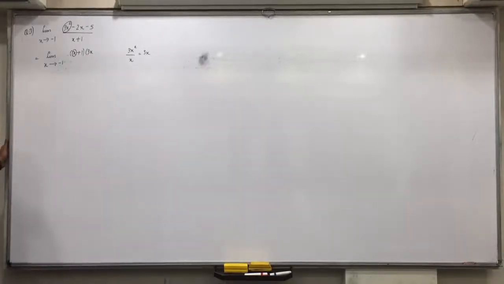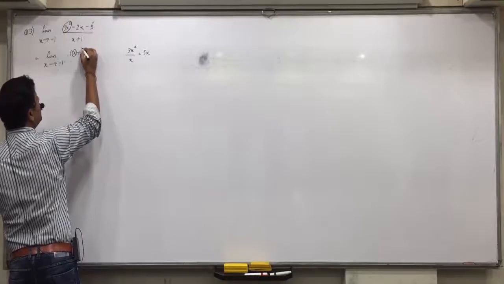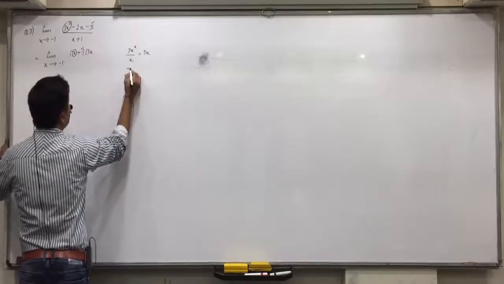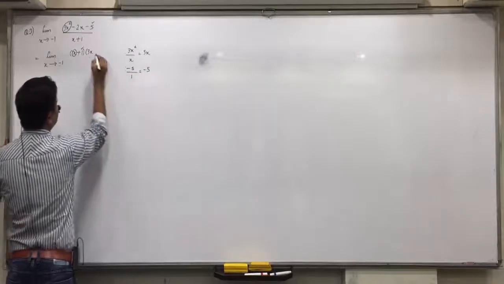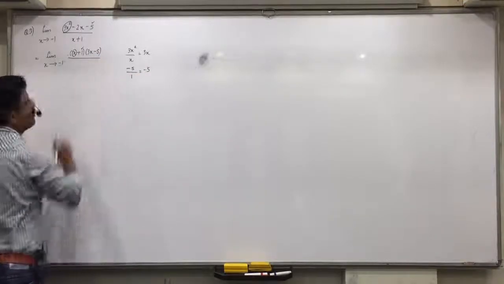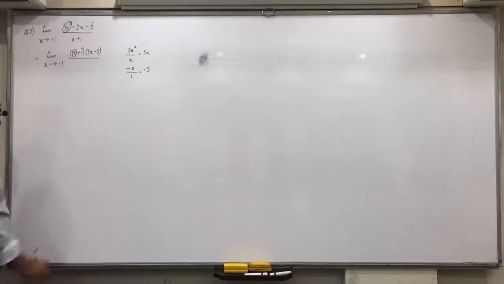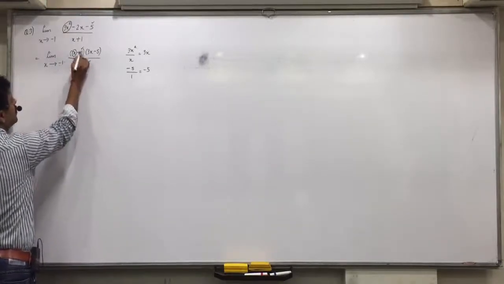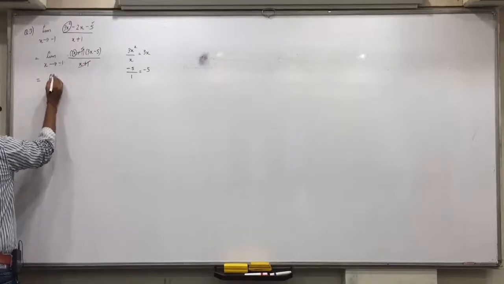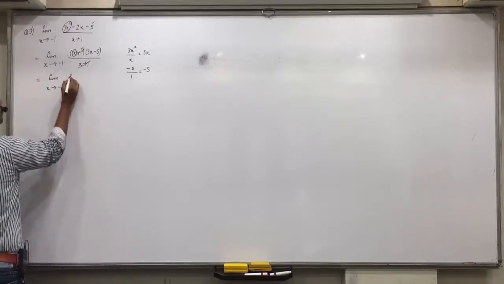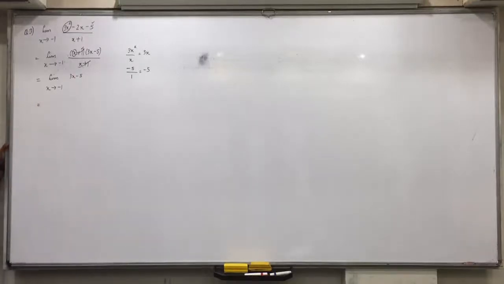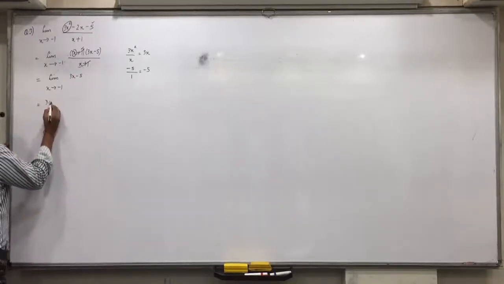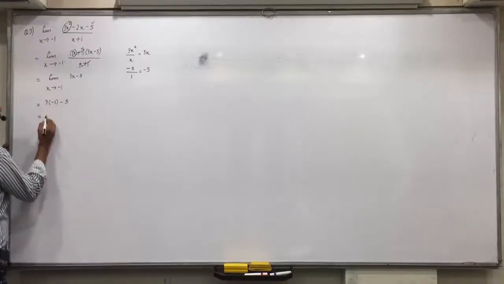Any confusion? Last term divided by last term. Minus 5 divided by plus 1 is minus 5. Any confusion in this? Divided by x plus 1, cancel. Limit x tends to minus 1, 3x minus 5. Now we'll put the value, so no need to write limit. 3 into minus 1 minus 5, minus 3 minus 5, minus 8.